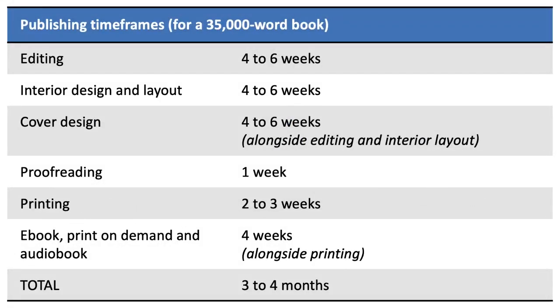Now, again, looking at a standard 35,000 word book, this is just a quick overview of the time frames. So 4 to 6 weeks for editing, 4 to 6 weeks for design and layout, 4 to 6 weeks for the cover design. Now, this happens alongside the editing and interior design, so that's not an additional 4 to 6 weeks. That happens simultaneously. Proofreading, about a week. Printing, 2 to 3 weeks. You can get printing done even quicker than that, but it gets more expensive. Ebook, print on demand, and audiobook, 4 weeks. And again, that happens alongside the printing. So those processes happen simultaneously, so it's not an extra step.